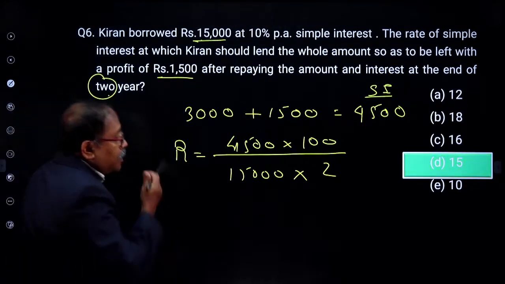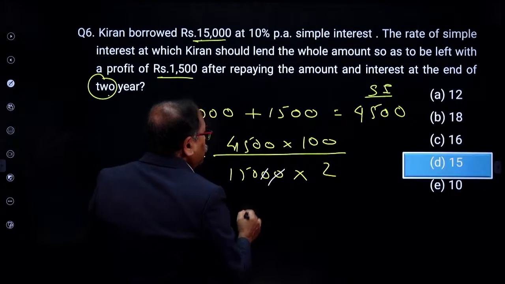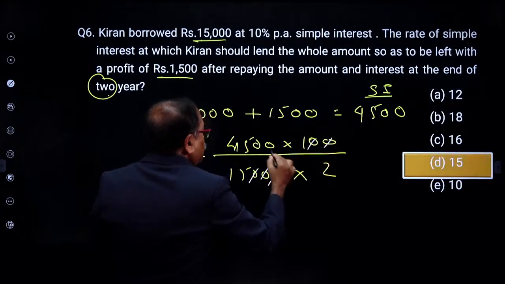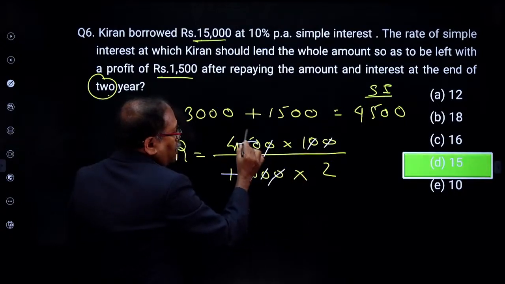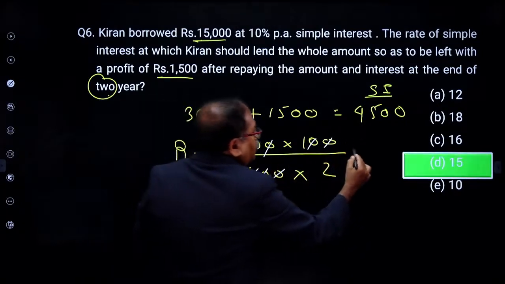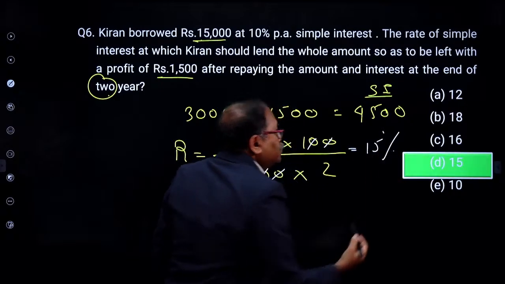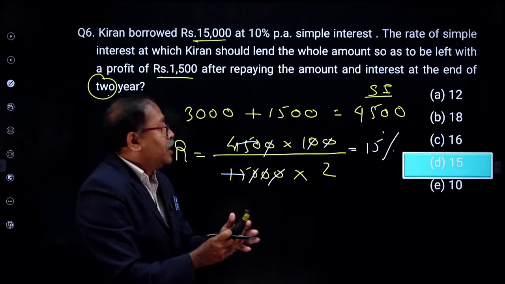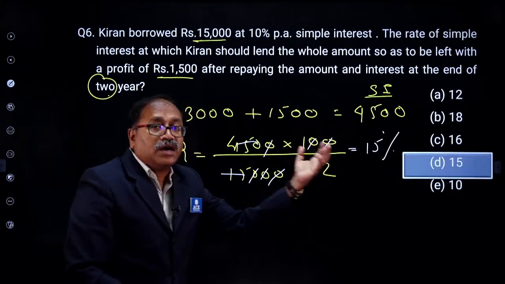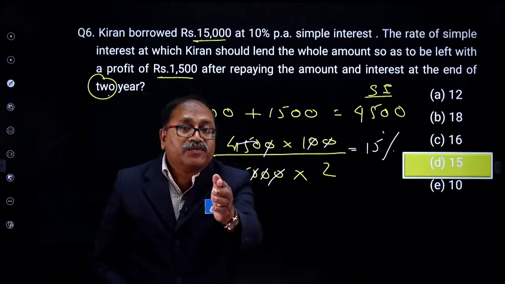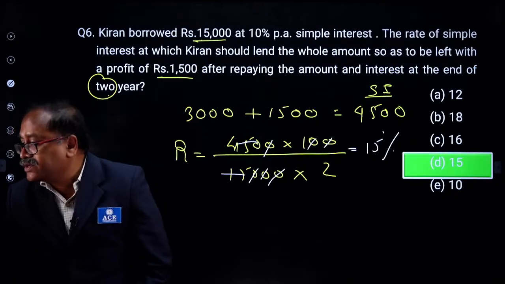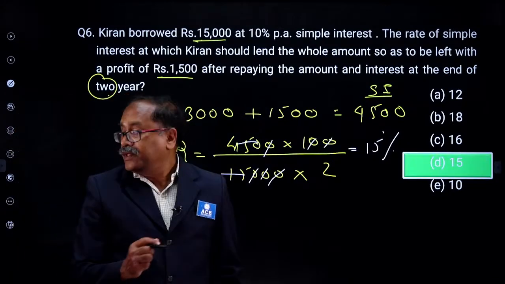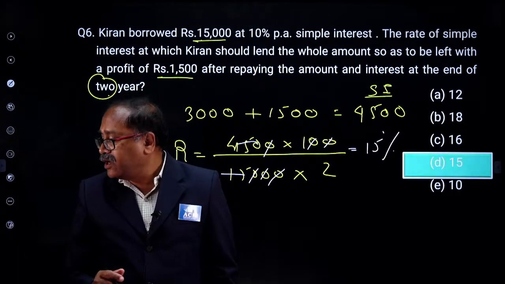So here I noticed that simply cancelling these zeros 1, 2, 3 with 15, this gets cancelled. 30, and 30 divided by 2 is 15. So he should lend the money at 15%, so that after 2 years he will get a profit of 1,500. Hope all my friends understood this. Okay. The next question, Appal Naidu sir.